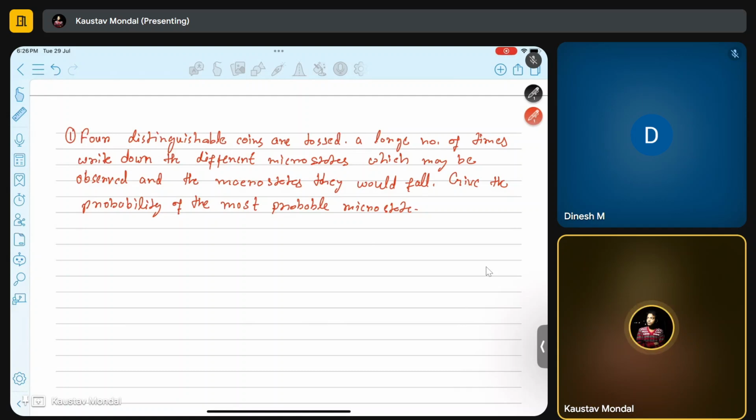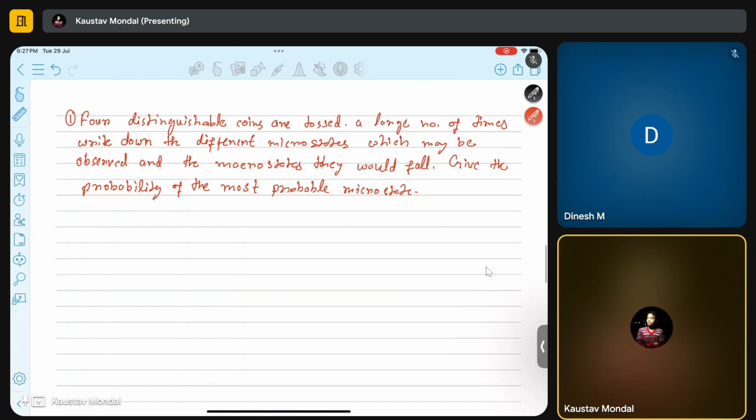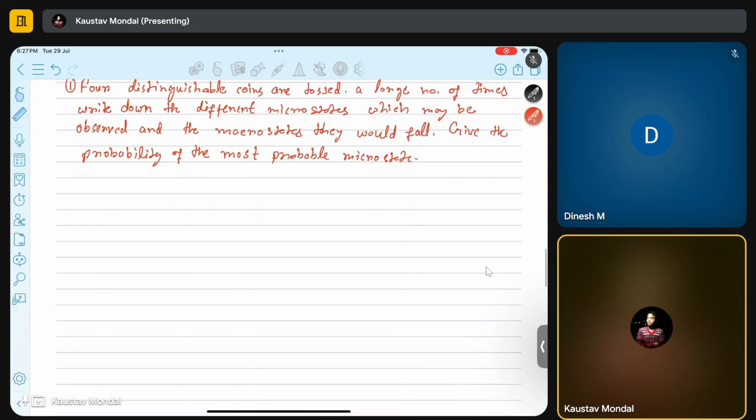So let's write the problem. In the problem you have to calculate the probability of each of the macrostates and find the most probable macrostate, because microstates decide the probability of a macrostate, right?